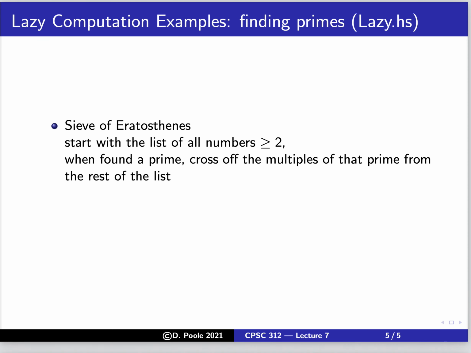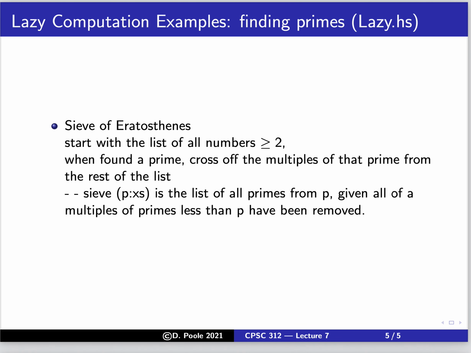So here's an interesting example. There's something called the sieve of Aristophanes. The idea is you start with the list of all numbers greater than or equal to 2. When a prime is found, you cross off all the multiples of that prime from the rest of the list. So you find 2, then you cross off all multiples of 2 from this list of all the numbers. Then you find 3, and you cross off all multiples of 3. The next thing you find is 5, so you cross off all multiples of 5. That's the sieve of Aristophanes.